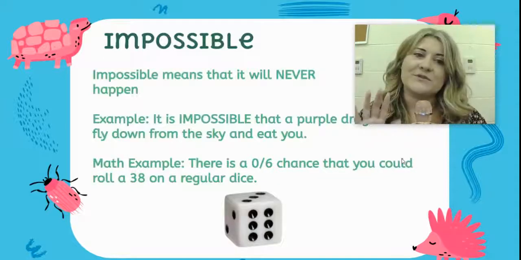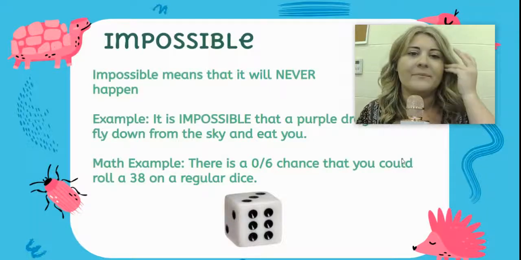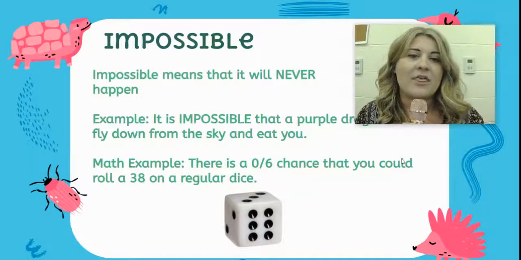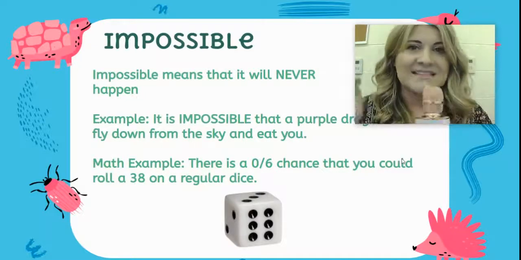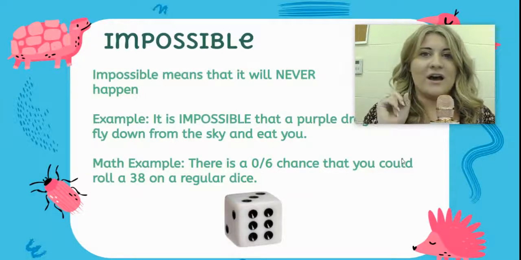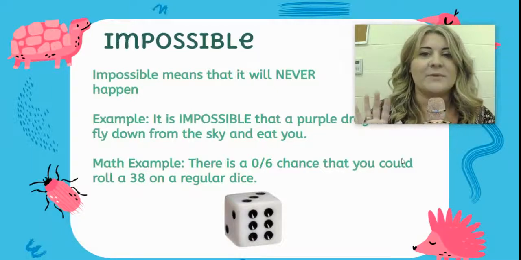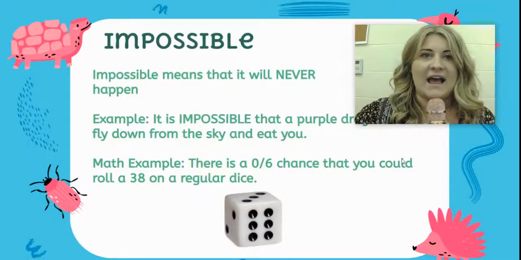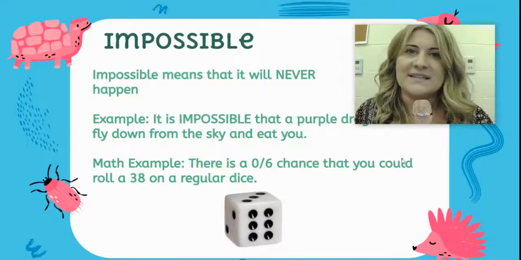So our first word is impossible. Impossible means that it will never, ever happen. For an example, it's impossible that a purple dragon is going to fly down from the sky and eat you. That's not going to happen. It's impossible. That is not real and it's fake. So that is 100% not going to happen. So it's a 0% chance of it really ever happening. So that means it's impossible.